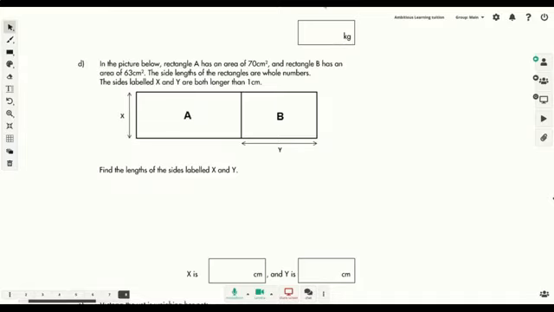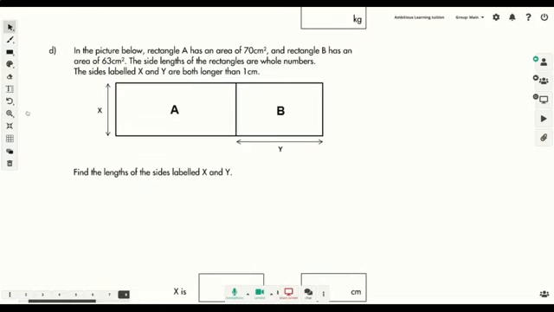Okay, let's move on to the next one. I will zoom in a little bit again because I think some of you can't see it. I hope it's better now. Yes, it is.